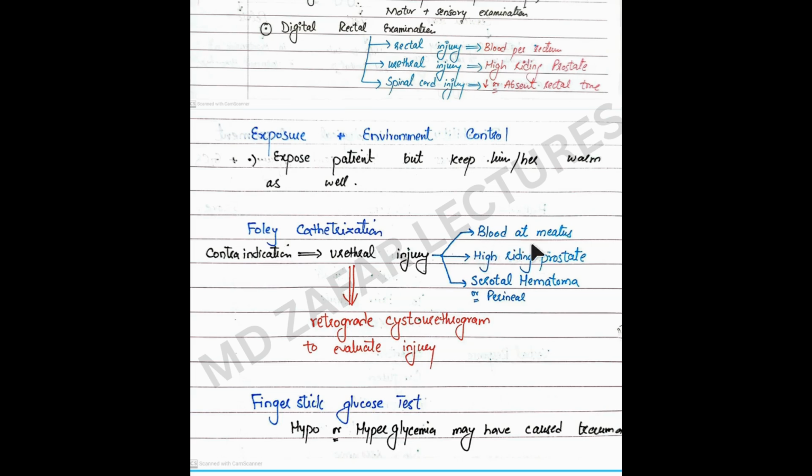If there is blood at the meatus, or there is a high riding prostate on the digital rectal examination, or on examination there is a visible scrotal or perineal hematoma, these all will suggest urethral injury. In terms of investigations, which is usually asked in an MCQ, it is the retrograde cystourethrogram. Now this investigation is used to evaluate the urethral injury for trauma patients. Then we have to identify the glucose levels, whether the patient is having hypo or hyperglycemia secondary to trauma.